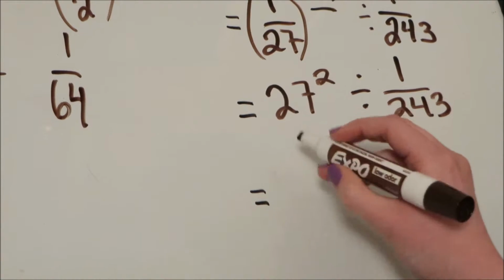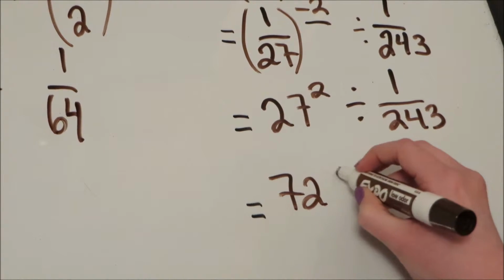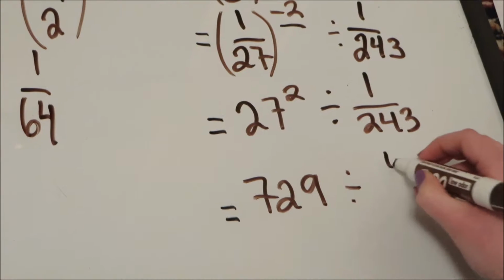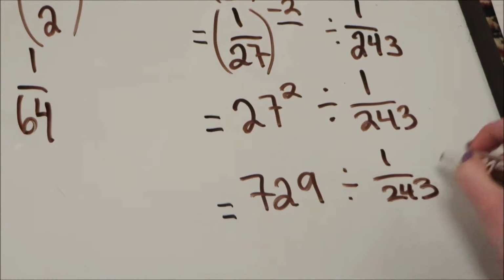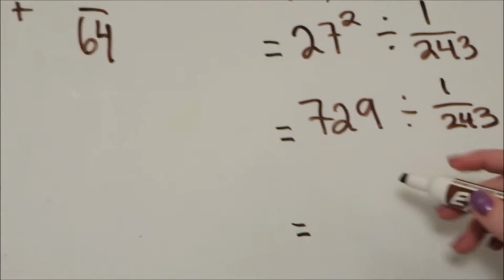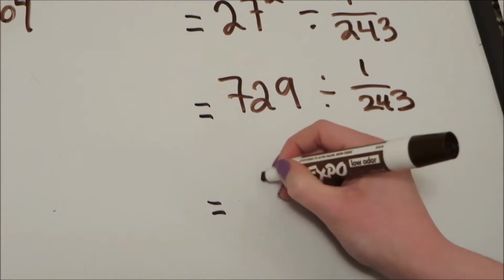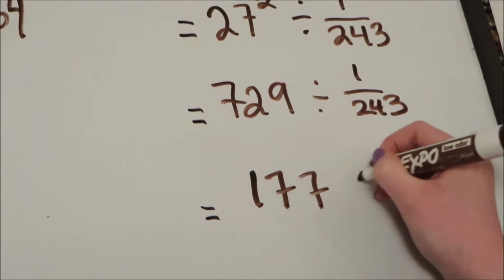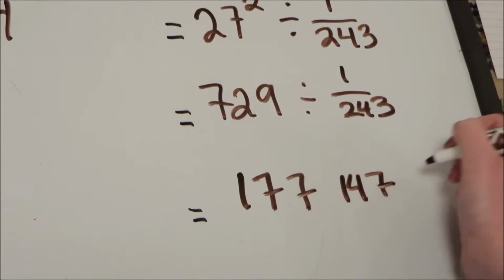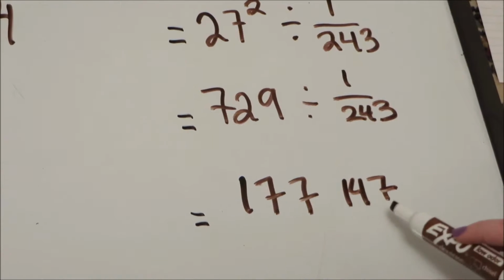This then evaluates to 729 divided by 1 over 243. Then, when you type this into your calculator, it will become 177,147.